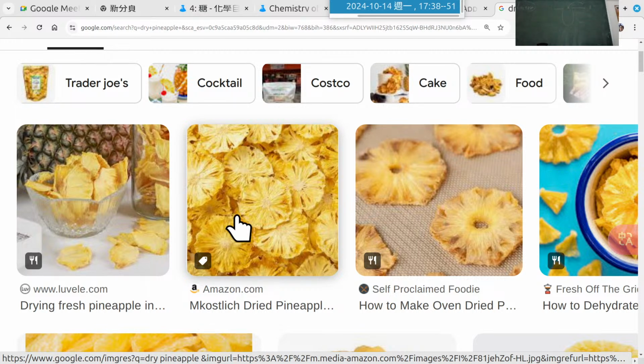Pressure. We have a specific term for the concept.